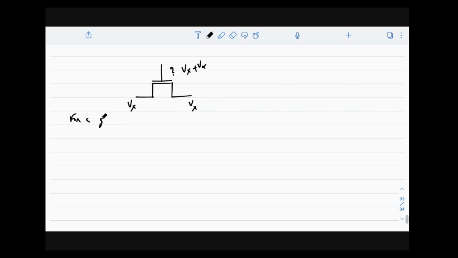Yeah. So generally, to operate it as a good switch, yes, it is Vx plus Vt. Yes, that is correct.